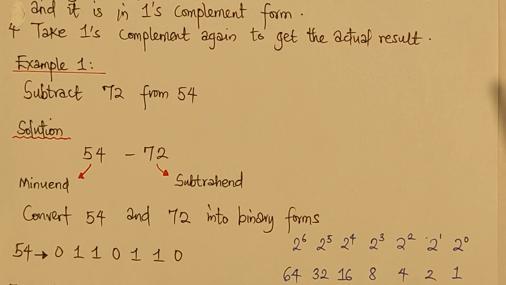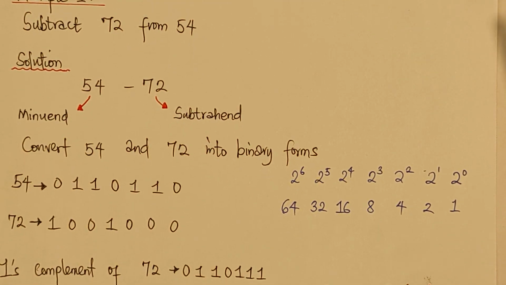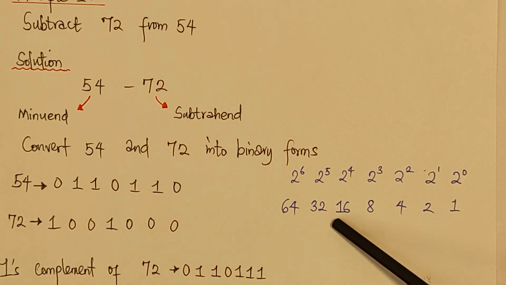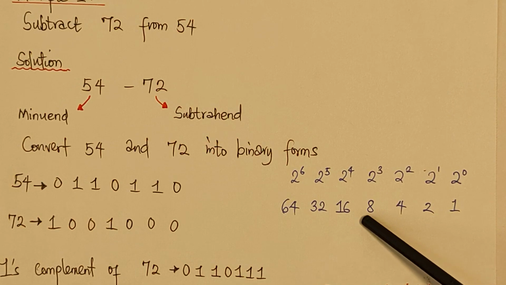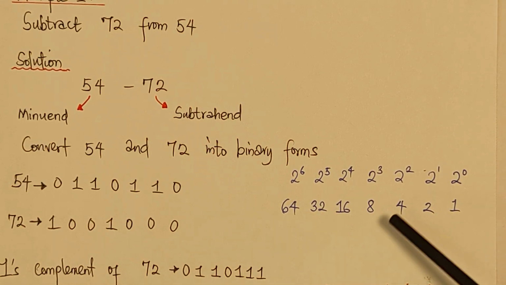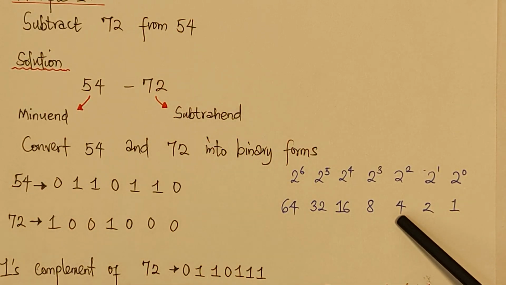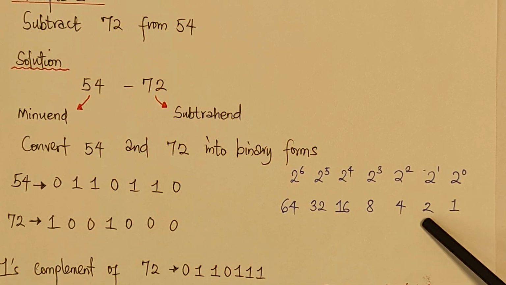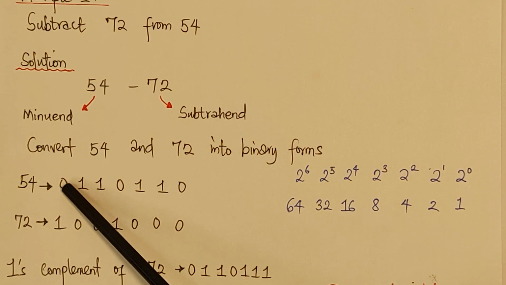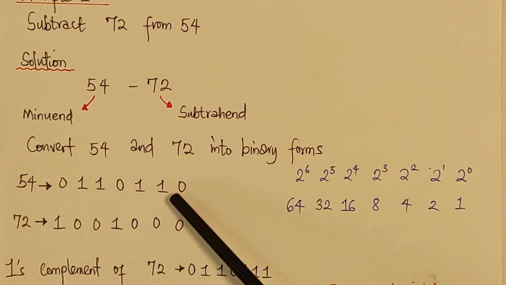So 54 minus 32 will give us 22. So it means we can consider 16. We are turning that on. So 22 minus 16 will be 6. We can't take 8 because 8 is greater than 6. So we have to consider 4. So 6 minus 4 will give us 2. And then we take the last 2 we have here. So this is actually how we got this value: 0, 1, 1, 0, 1, 1, 0.